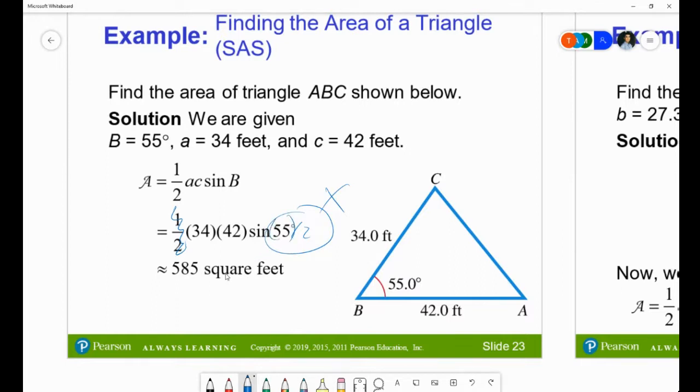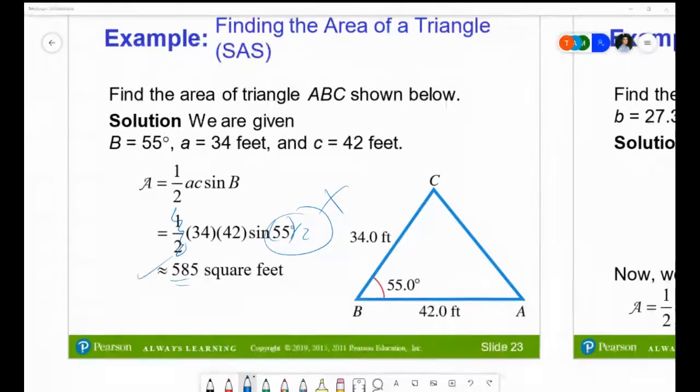Yeah, I put parentheses around the whole thing and then divided it by 2. So I got it right. I just didn't round up the next decimal. Yeah, that's fine.